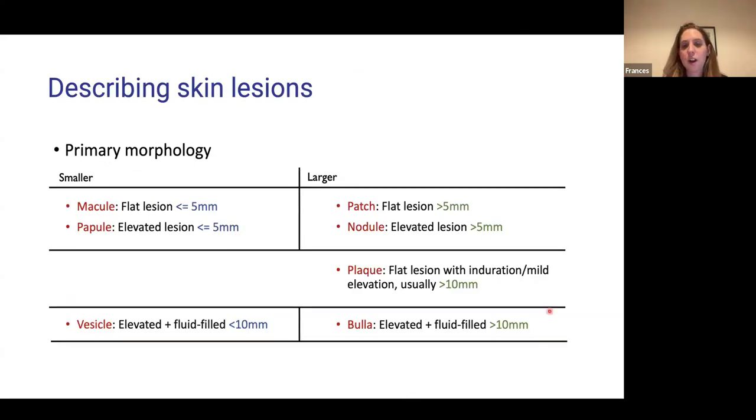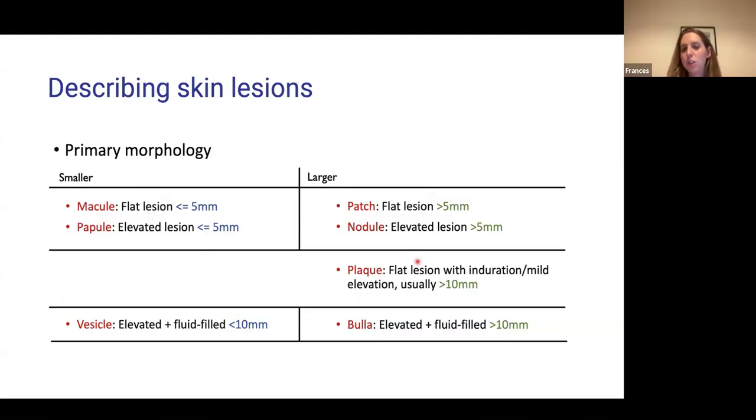So this is just for your revision. If you're ever wondering how the terminology works in derm, typically when we're talking about lesions, we can split them based on size, so whether they're smaller or larger, and then whether they're flat or elevated, and that's going to change what they're called. So, macules and papules are your flat and elevated small lesions. Once they become larger, you think of patches and nodules.